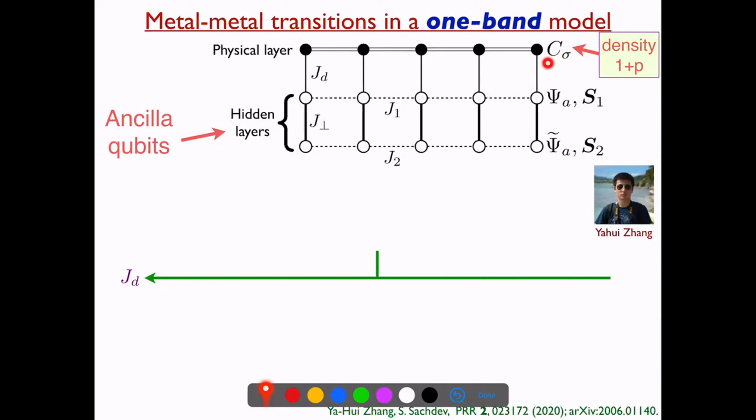So we're going to use this trick from quantum information where we add a few extra qubits, and that will allow us to write down a wave function for the physical layer, a new type of wave function, which will have exactly the right type of properties.